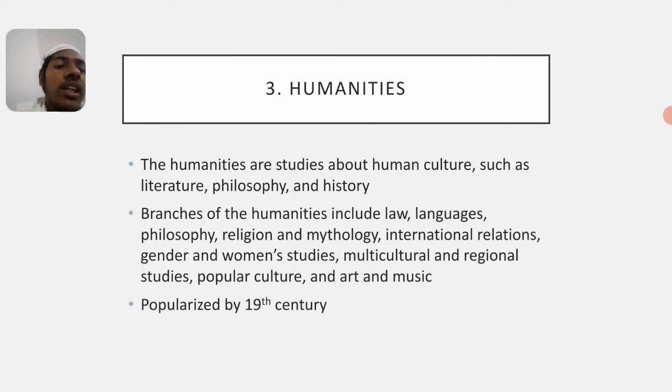Branches of the humanities include law, languages, philosophy, religion and mythology, international relations, gender and women studies, multicultural and regional studies, popular culture, and art and music. Humanities were popularized by the 19th century. After the emergence of humanities, social science emerged later.